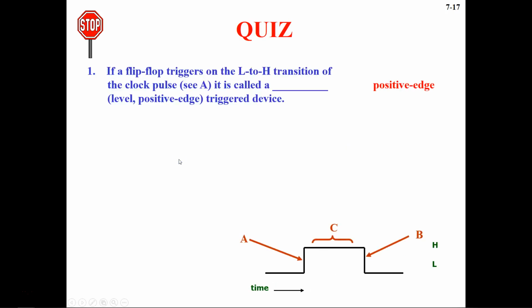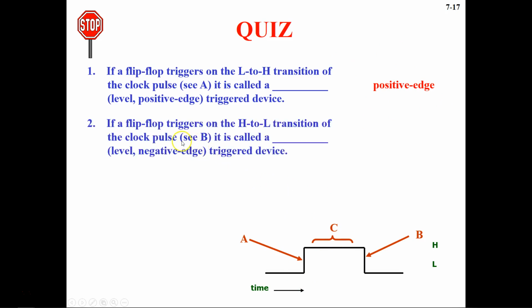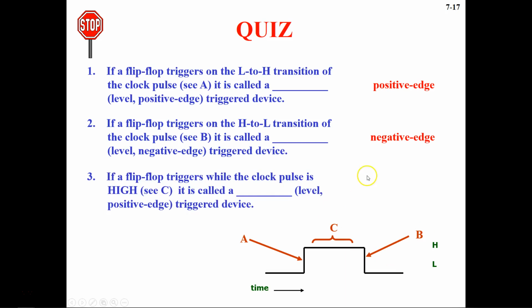Now let's see the next one, the quiz. If a flip-flop triggers on the low to high transition of the clock pulse, what type of triggering is it? The answer is already there: it is positive edge triggering. Then at B, what type of triggering is this? This is negative edge triggering, and the previous one was positive edge triggering. And then you have C here. When you trigger here, this is called level triggering. So that's why you have level here.